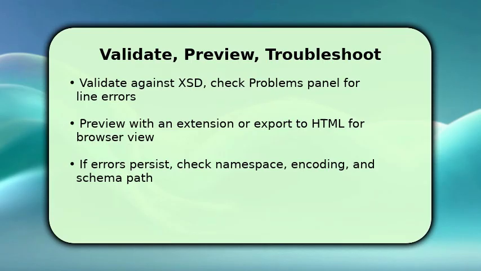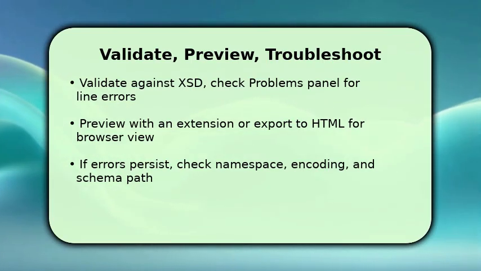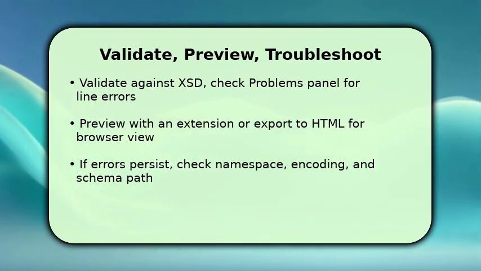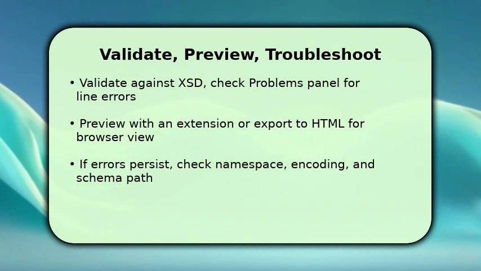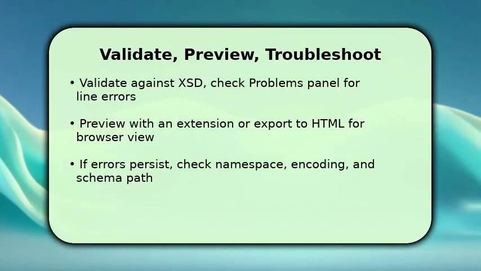If things go wrong, verify the namespace URIs, file encoding (UTF-8), and that the schema path is correct. These are the usual culprits. If validation still fails, restart VS Code and rerun the linter to clear cached schema mappings.